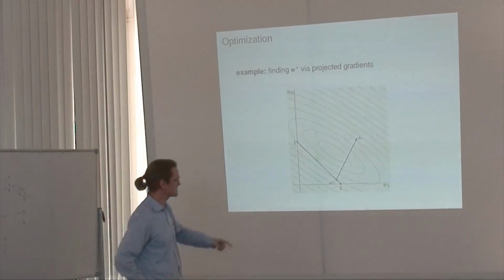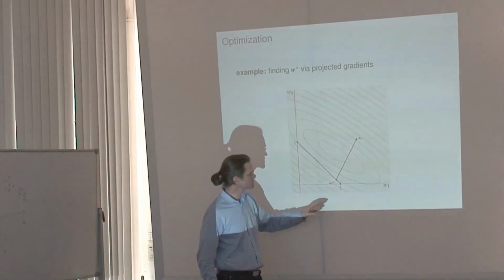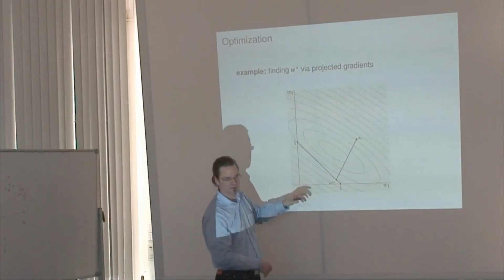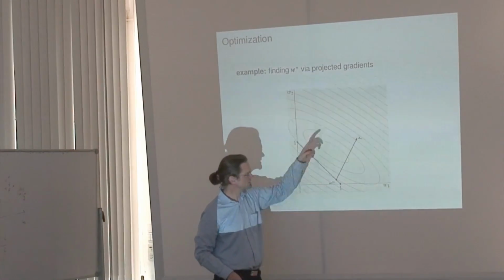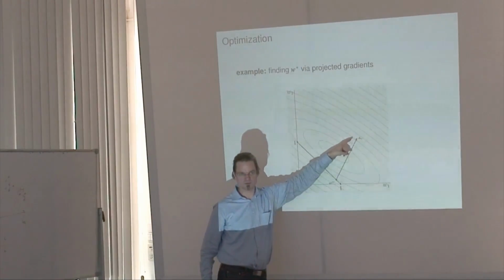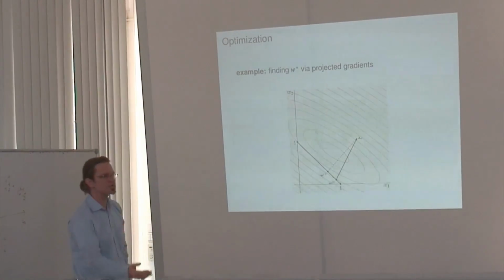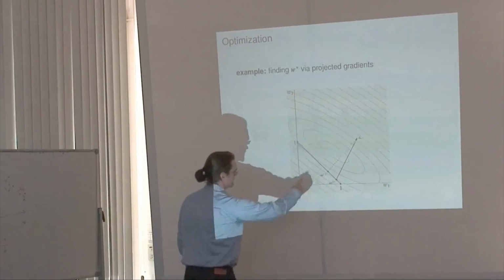Our solution must be here. The gradient tells us go there, and it's right because the gradient of the error function points in that direction. But this is not a feasible point. We are not allowed to go there. So what we do is we project it back onto the feasible set.